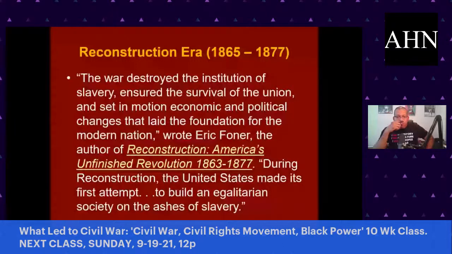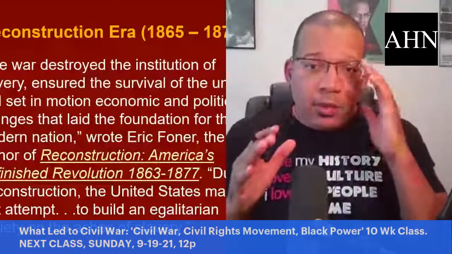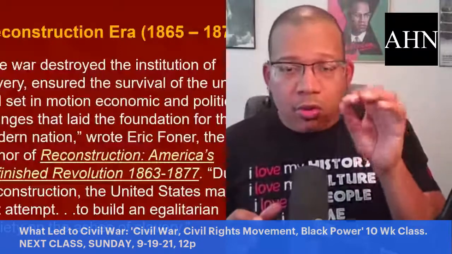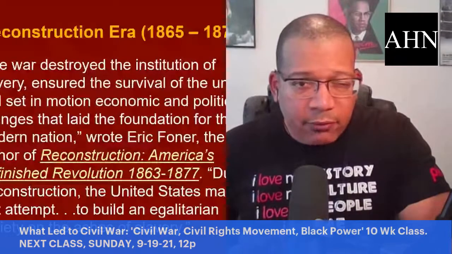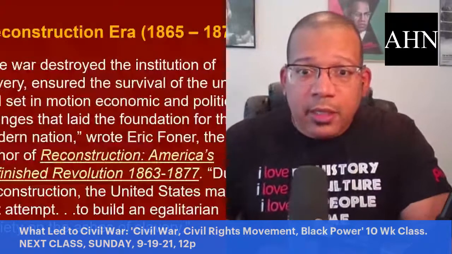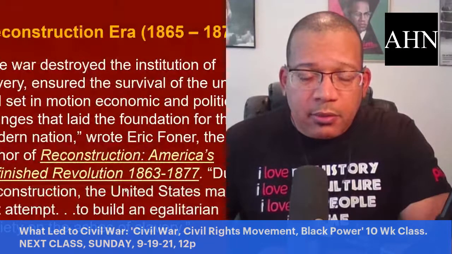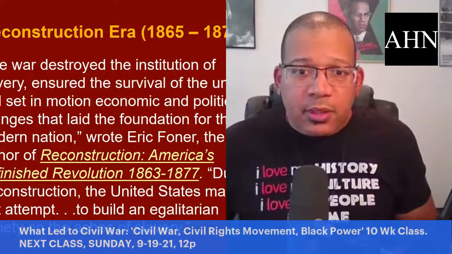After Reconstruction ends, we see an increase in domestic terrorism against African Americans, but we also see a suppression of the African American vote, and we're going to see the southern states write these voter restriction laws into their state constitutions. In 1889, Florida has the first poll tax in the country. In 1890, we see the Mississippi State Convention. They're going to have the Mississippi State Constitution of 1890, and they're going to institute poll taxes and literacy tests.